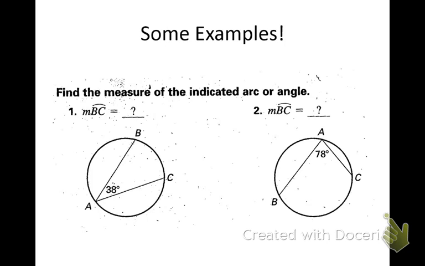Find the measure of the indicated arc or angle. What would the measure of BC be? According to our new rule, Abby, what would BC be? It's twice. It's double. The arc is twice the inscribed angle. So we would take 38 times 2 equals 76 degrees, right? So that's 76 degrees.